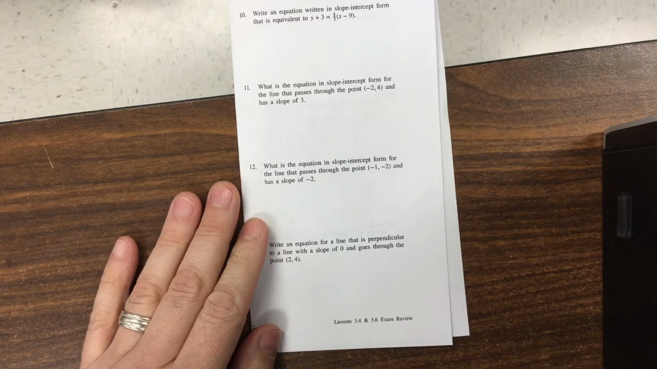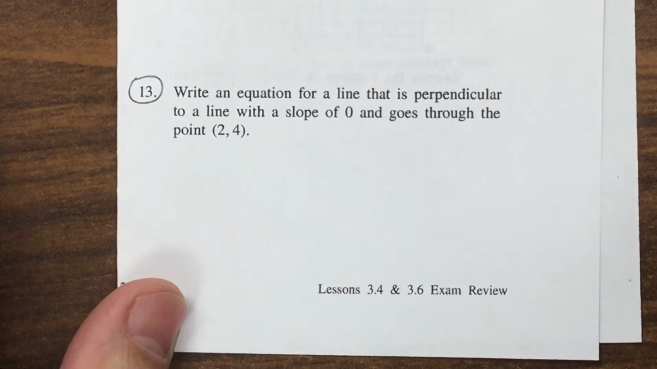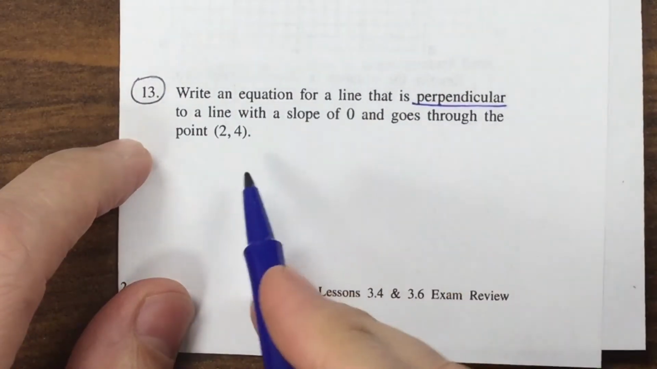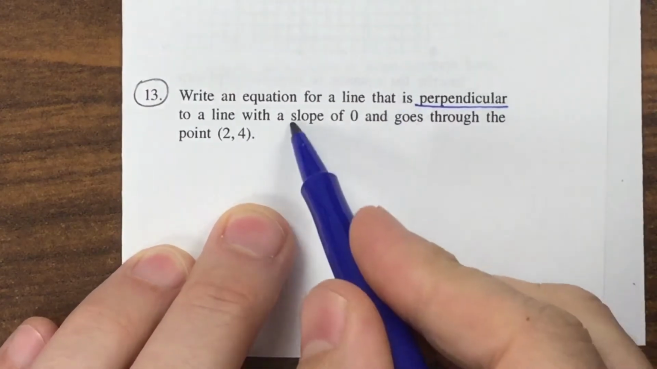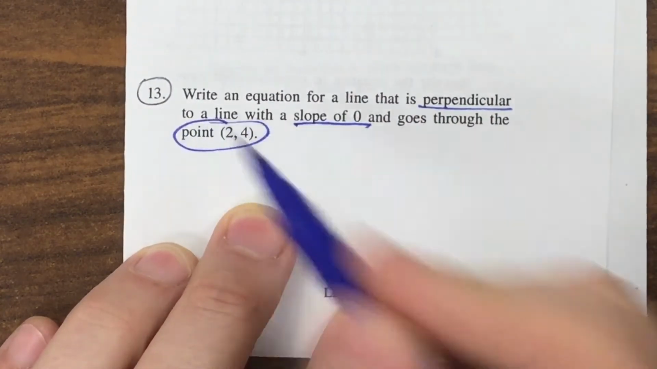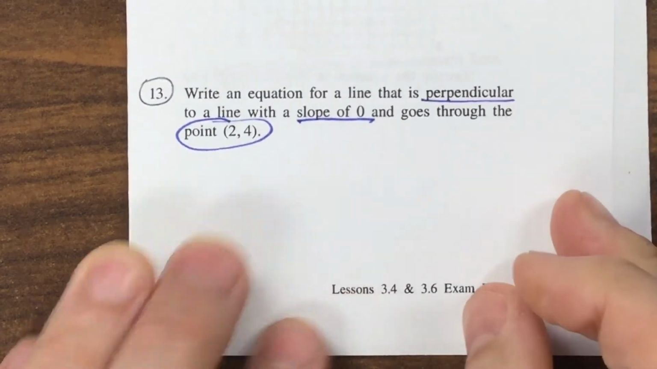Okay, here's part 2 of the test review. Let's take a look at number 13. Write an equation for a line that is perpendicular to a line with a slope of 0 and goes through the point 2, 4. So the first clue here is perpendicular.